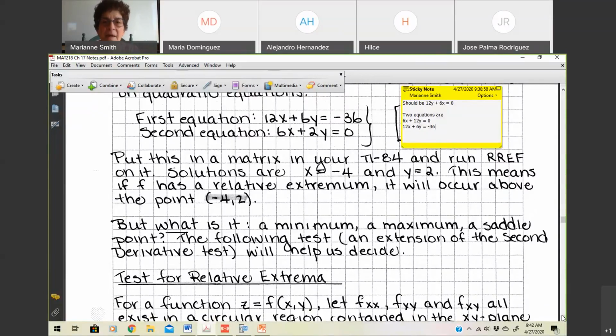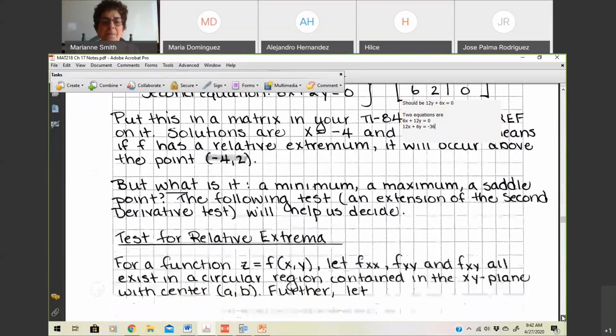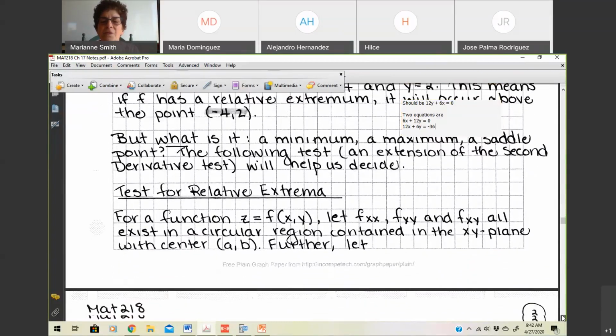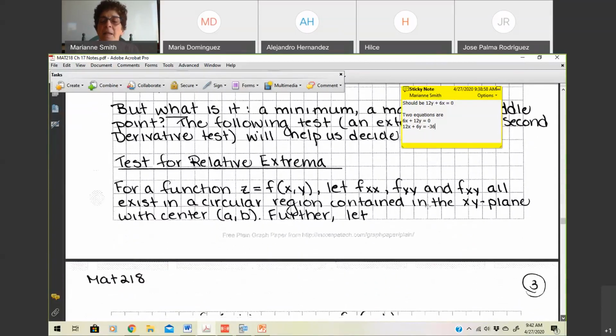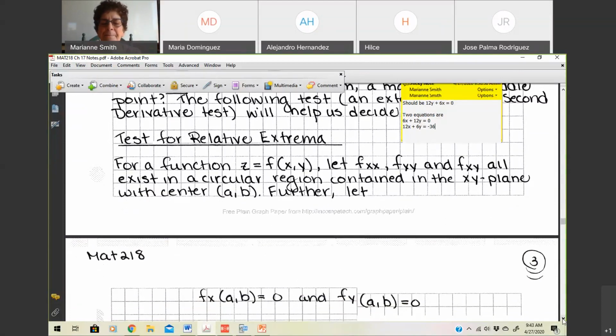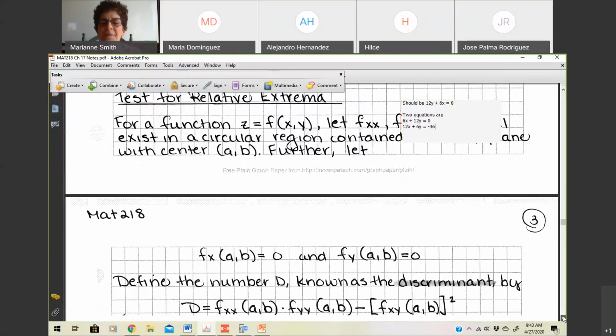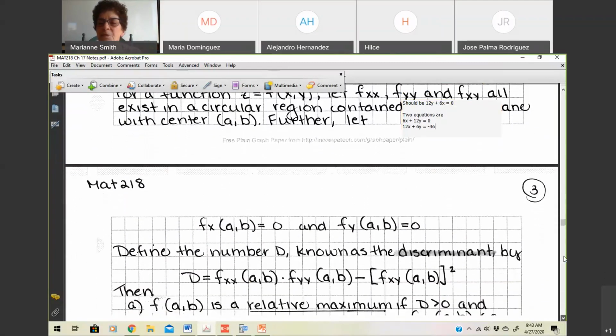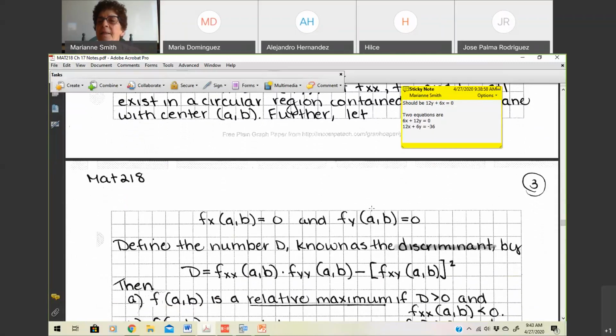So here's the test that's the extension of the second derivative test for extrema. It's called the test for relative extrema. Let all the second partial derivatives of f exist in the region around your critical point that you already found by setting your first derivatives to 0. Here are our first derivatives equaling 0. That's the part we already did.